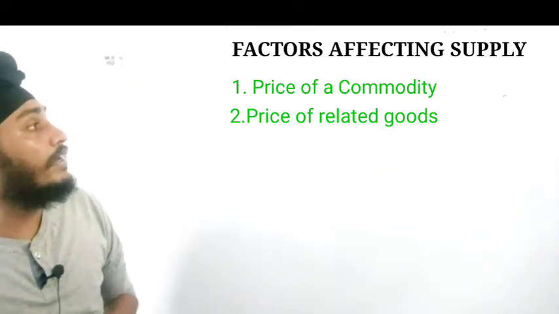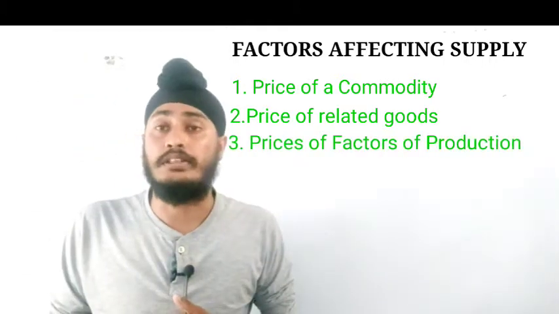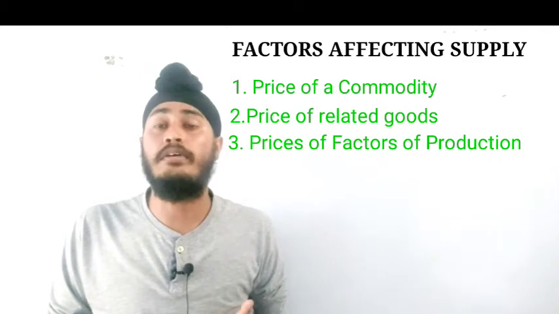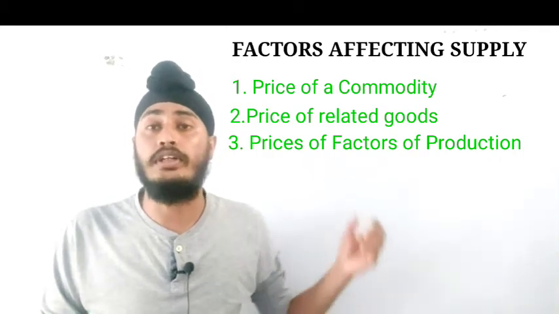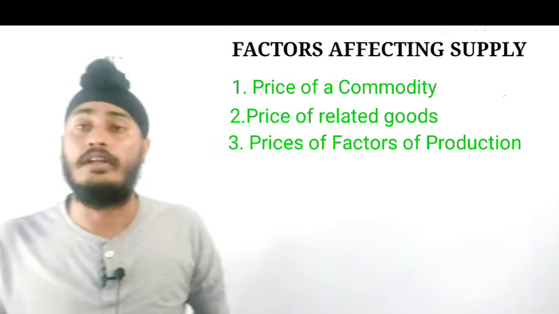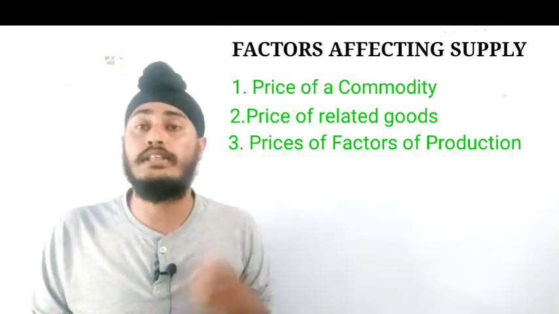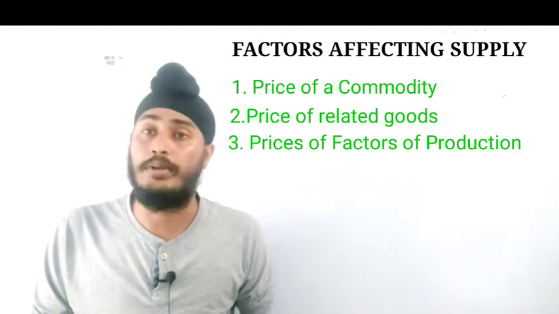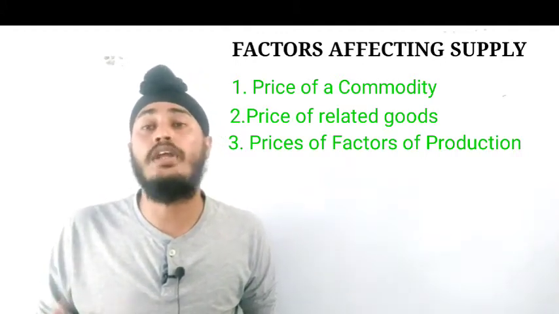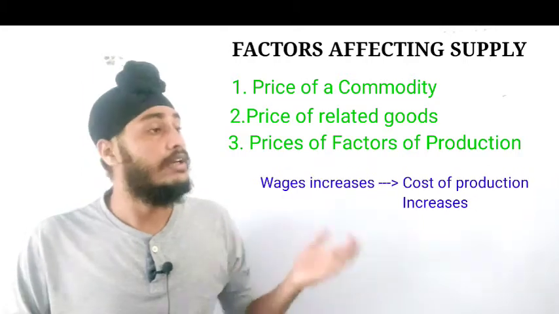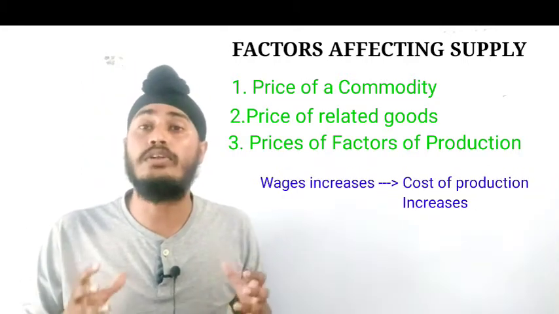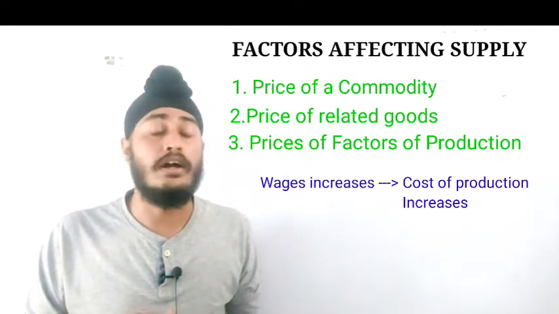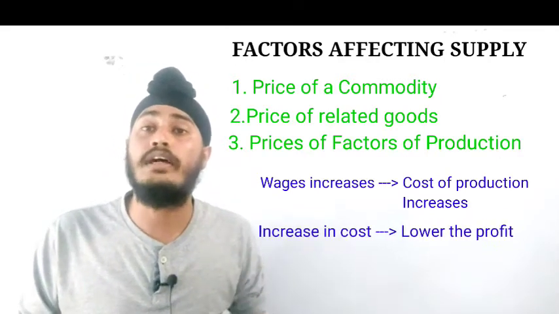The next point is the price of factors of production. What are factors of production? They can be land, labor, capital and entrepreneur. Let us understand this with an example. Suppose a producer produces a particular commodity, and to produce it he requires laborers. Now the wages of labor increase. This will increase the cost of production, meaning the cost of manufacturing the commodity will increase. When the cost of production increases, it will lower the profit.